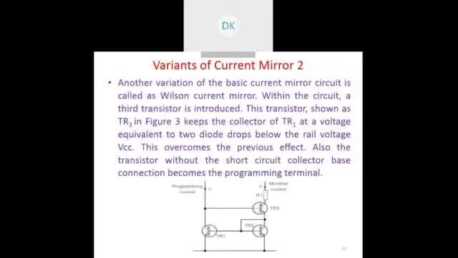The second variant of the current mirror is called the Wilson current mirror, which is shown in figure number 4. Here I am using another BJT, called TR3, to keep the voltage at the collector of TR1 equivalent to 0.7 volts plus 0.7, that is equal to 1.4 volts, which is equivalent to 2 diode drops but below VCC. So this method is called the Wilson current mirror method.